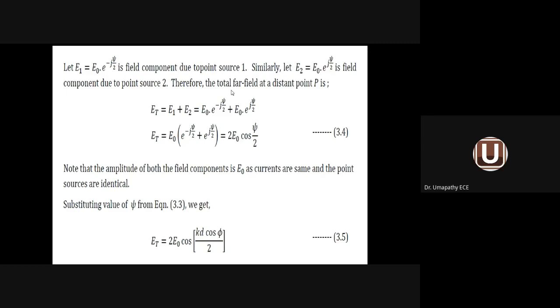Now I want to calculate the total field at the point P. What is the total field? We have to add them because I have two antenna elements. The field strength from the first antenna element and the field strength from the second antenna element are added together, so ET equals E1 plus E2. I substitute the values of E1 and E2, then take E0 common, then apply the trigonometric formula. Dividing by 2 gives the cos function, so I get 2 E0 cos psi by 2, equation 3.